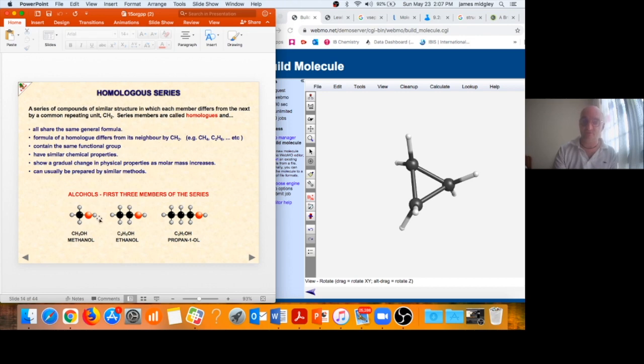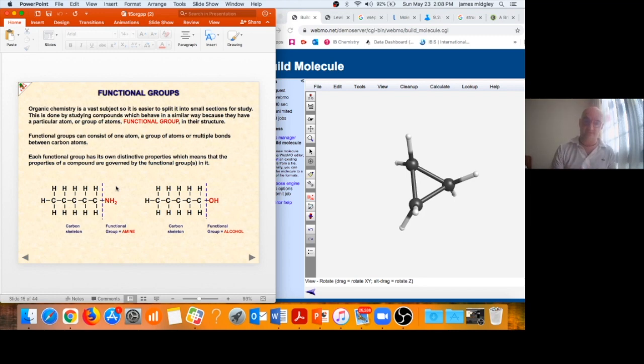Same functional group, so in this case the hydroxyl group will denote the alcohols. All of these are alcohols: methanol, ethanol, propan-1-ol. You can have propan-2-ol as well. It'll all behave similarly chemically. Again, it's a gradation in physical properties, boiling point, melting point, as we increase that hydrocarbon chain, because we are increasing the van der Waals forces of attraction the longer it actually gets. Okay.